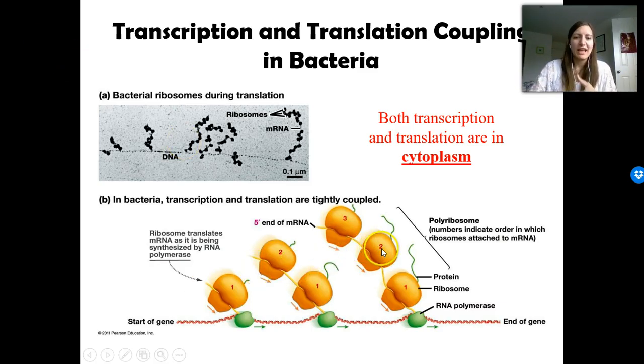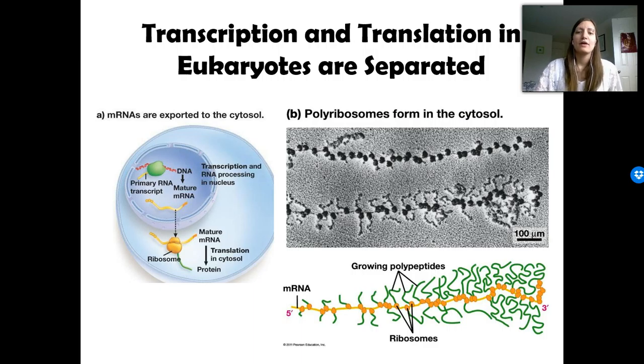This is just a more animated version. Again, here is that DNA at the bottom. Here's RNA polymerase that's going to make mRNA. As this mRNA is being made, you have this protein coming out of it. So transcription is happening at the same time as translation, both of which happening in the cytoplasm of a bacterial cell. Now in eukaryotes, as we've mentioned before, they're separated. Transcription happens in the nucleus, translation happens in the cytoplasm. So you can't have that coupling that we saw with bacteria.